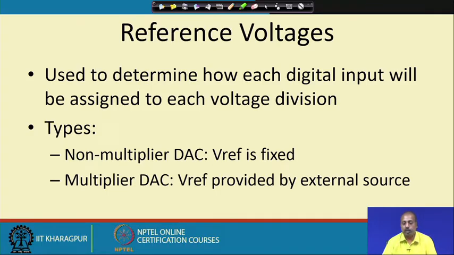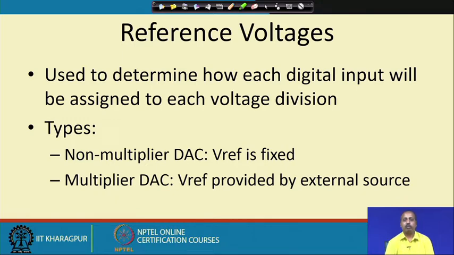It is used to determine how much digital input will be assigned to each voltage division. There are two types of reference voltages. One is the non-multiplier DAC, where Vref is fixed, and the other is the multiplier DAC, where the Vref is provided by some external source. Some DAC chips have the Vref value fixed by the designer. In some DAC chips, there is a Vref pin available and a range that is specified. You can apply some Vref in that range, and as a result it will convert the voltage value accordingly.